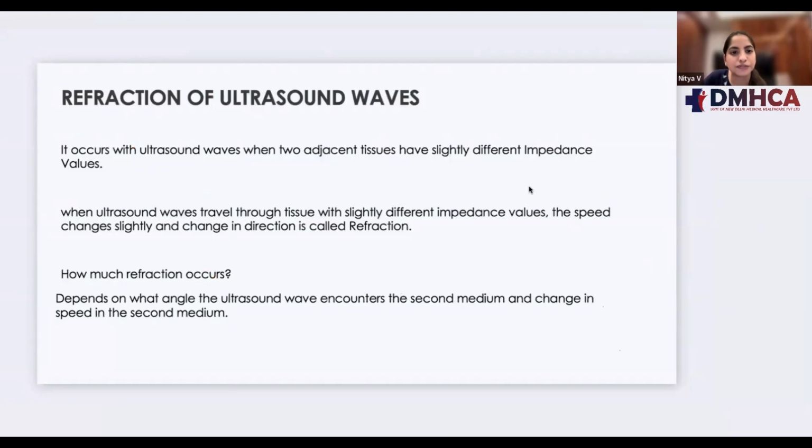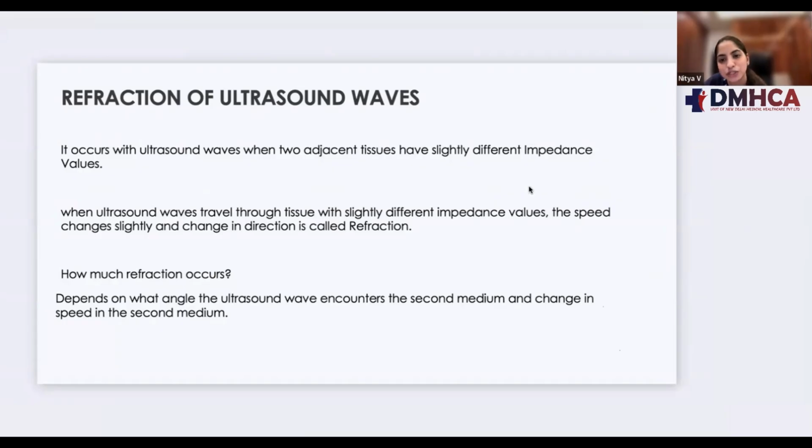So coming to the refraction of sound waves. Reflection occurs when the difference in impedance between the two objects is large, a very good change in impedance between the two media. But when the change in impedance is very slight, that is when refraction will occur. Refraction occurs between two tissues which are very adjacent to each other.